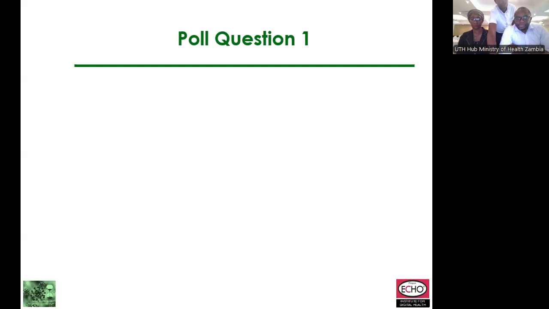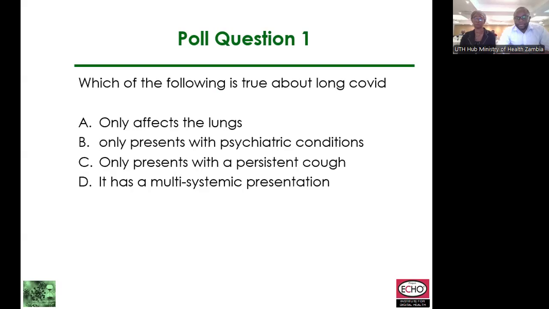A, only affects the lungs. B, only presents with psychiatric conditions. C, only presents with a persistent cough. And D, it is a multi-systemic presentation. Our 30 seconds is over, and we're ending the poll. Just a recap on the selections. Dr. Yumbe, we have 100% of the community picking D, saying it is a multi-systemic presentation. We'll move on to the next poll.